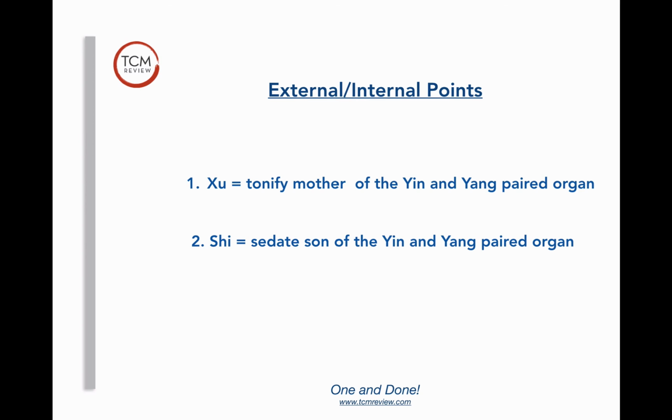Same thing for excess. If we have excess, we can sedate the son of the yin and yang paired organ. So let's say liver has excess. We can sedate the son point or the child point on the liver channel, or we can sedate the child point or son point on the gallbladder channel. Let's look at a few examples.